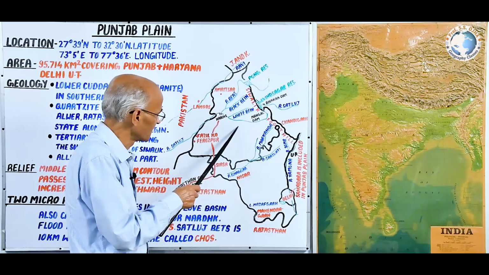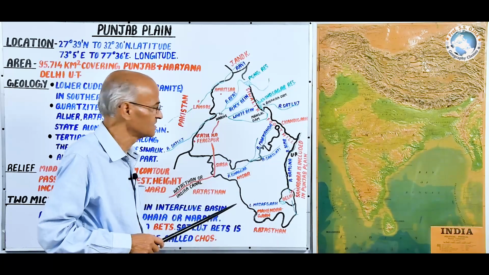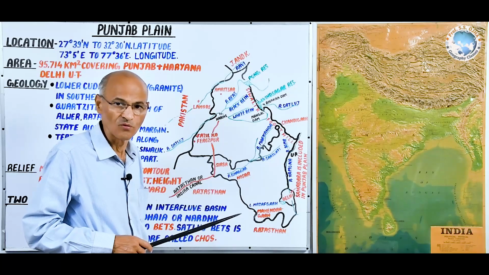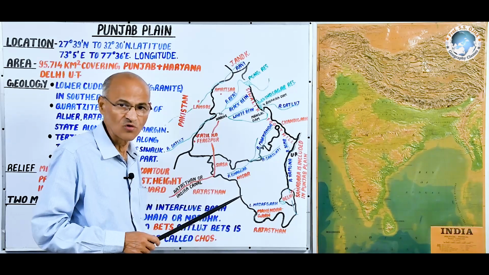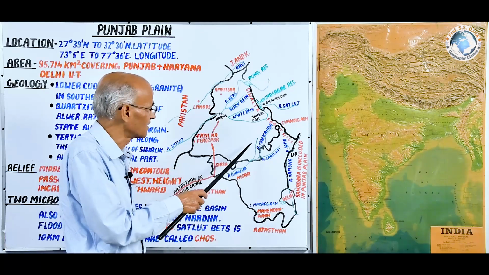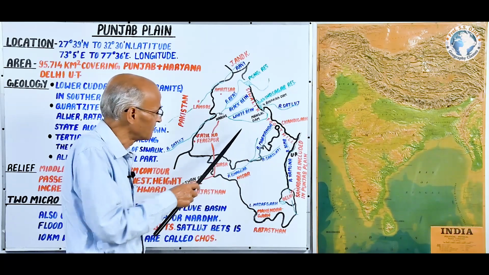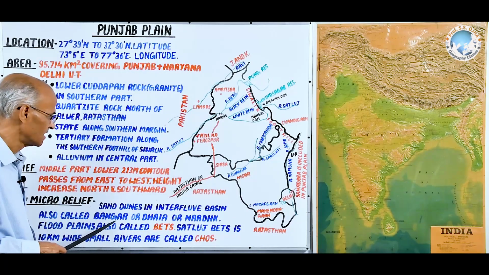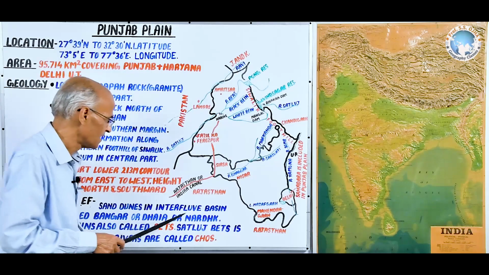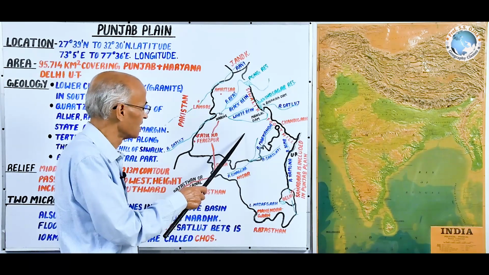Suppose this is the Punjab plain and these are the rivers. Between the two rivers, this area is called interfluve, where there is a thick layer of sand dune and the flood water cannot reach every year. That's why this land is called Bangar. It is also called Dhaiya, and it is locally called Nardak.